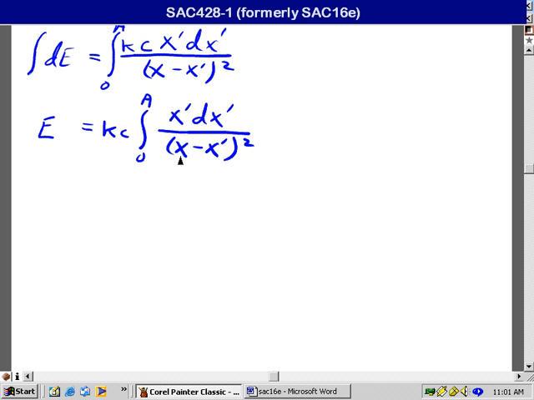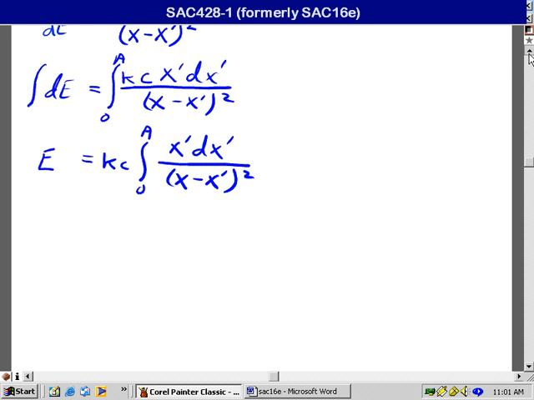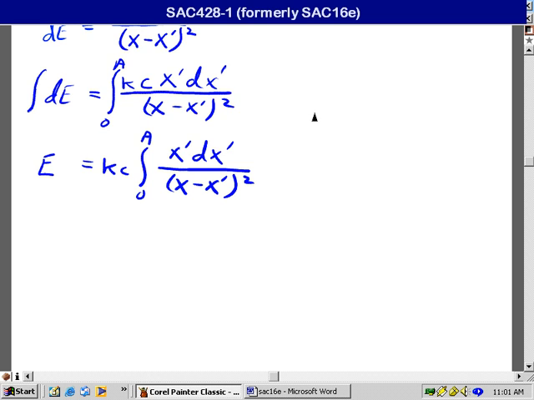Let's go ahead and I want to make a substitution. I'd rather just have a variable squared on the bottom. So I'm going to make a substitution. Let's let z be equal to x minus x prime. So this will just be z squared on the bottom. I need to replace x prime with what it is. Solving this for x prime, I get that's x minus z.